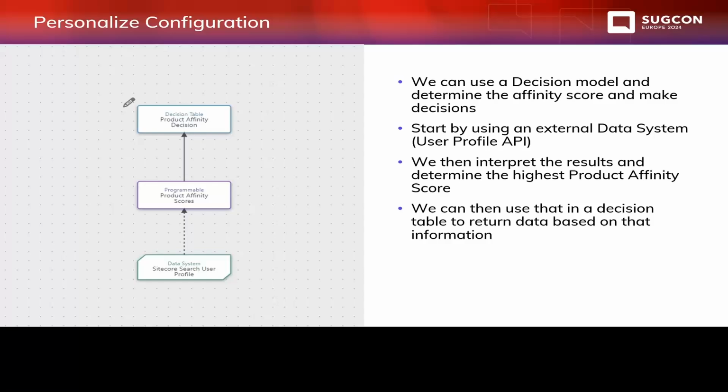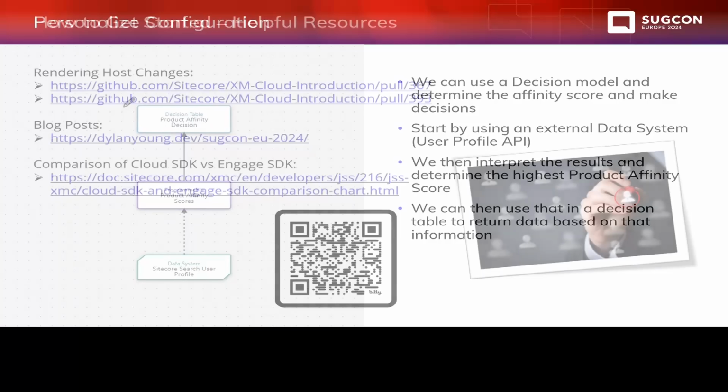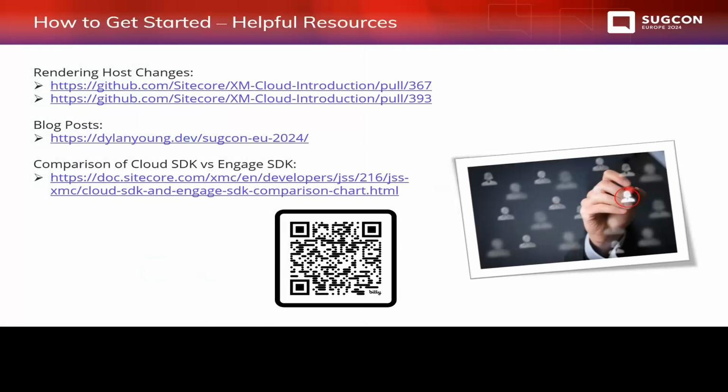The next part is programmable. This was optional. We're just getting back the highest product affinity, but you could get all the information back, maybe process it into a format that you would like, and then return that back directly to your front end so you could do additional things with it. Or, I do have a decision table in this example, so you could do more with it from inside your decision model. And that's pretty much it.